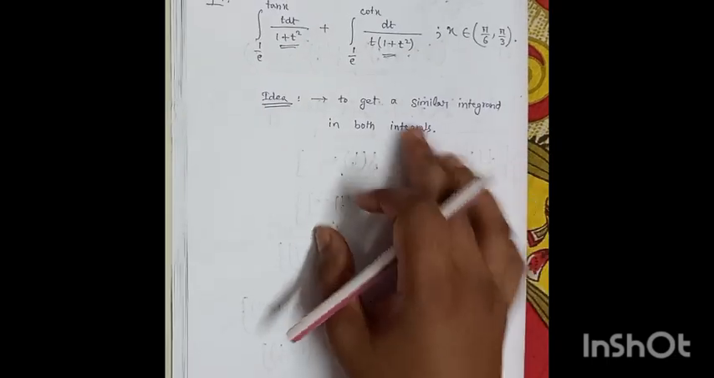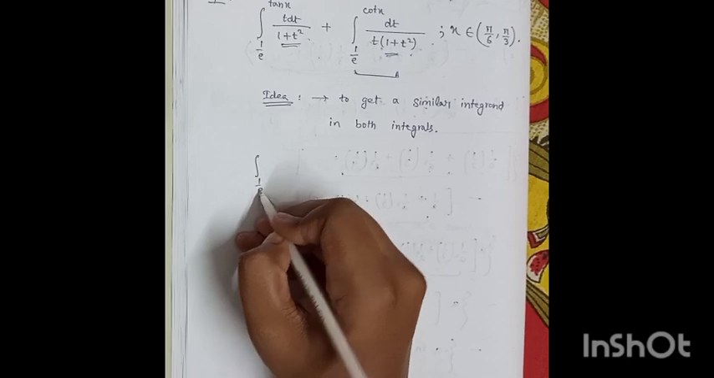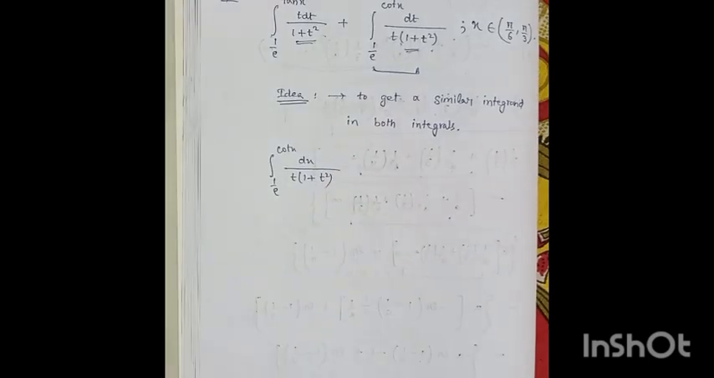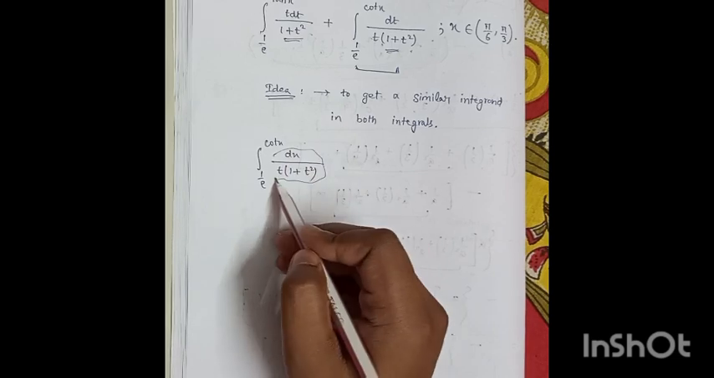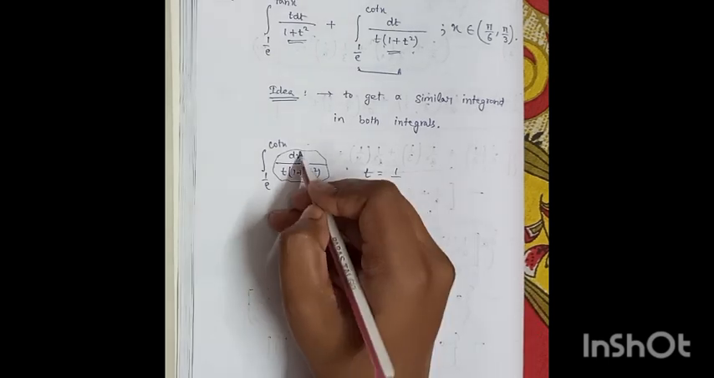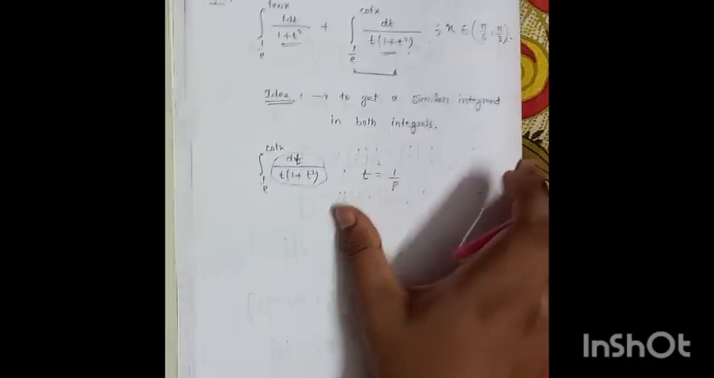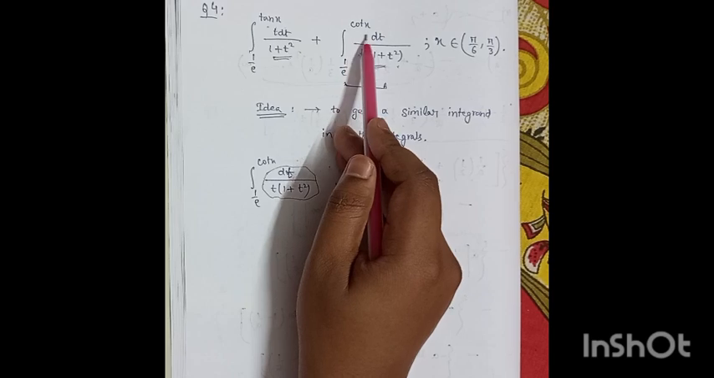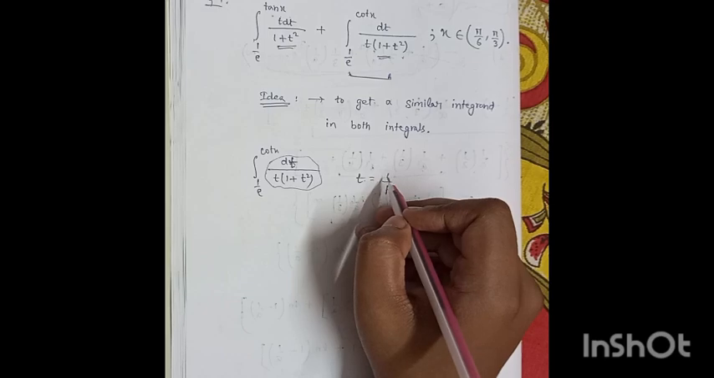So let us work with the second function, the second integral. The second integral is this. We can make the integrand the same by substituting t equal to 1 upon p, because I can see here the upper limit is tan x and here the upper limit is cot x. So basically the substitution t equal to 1 by p will make our work easier.